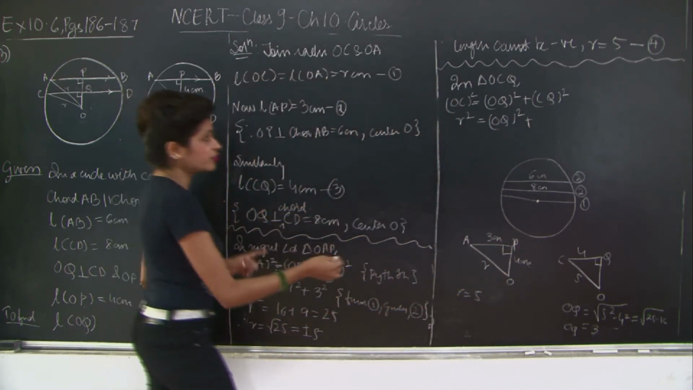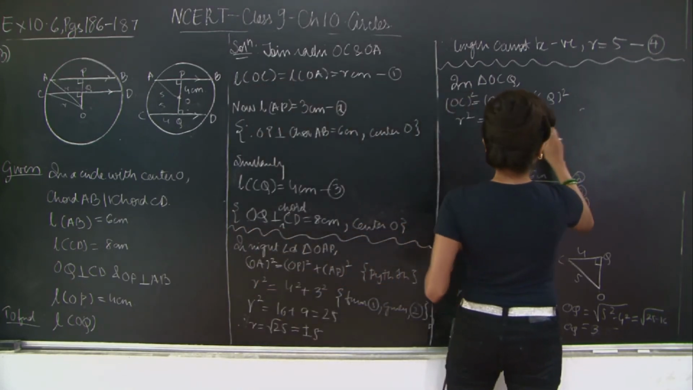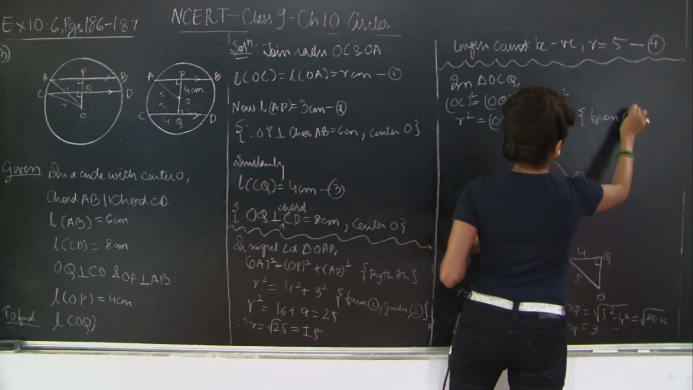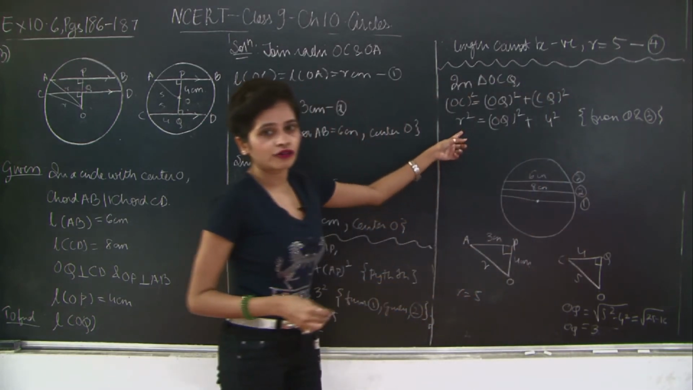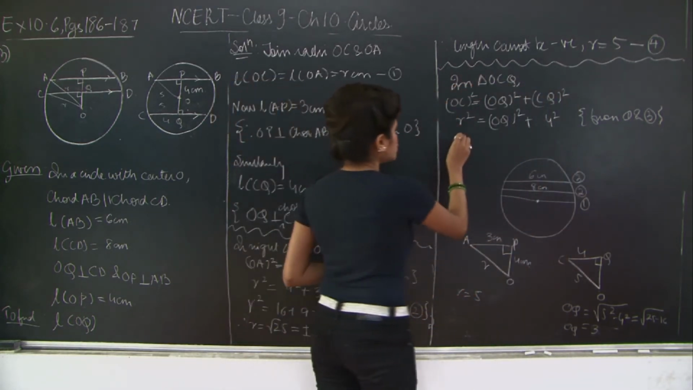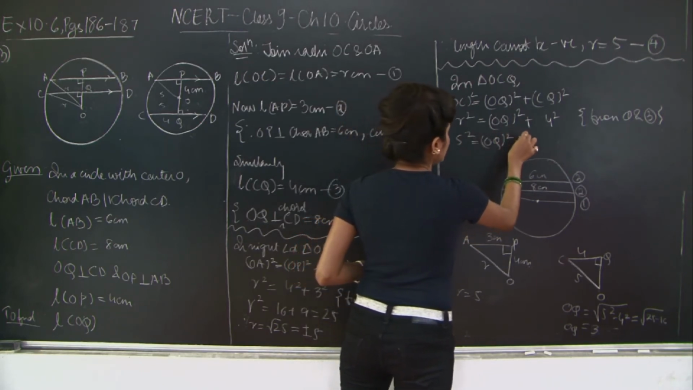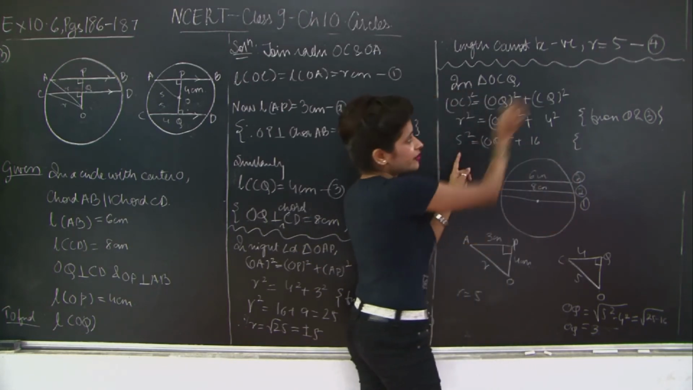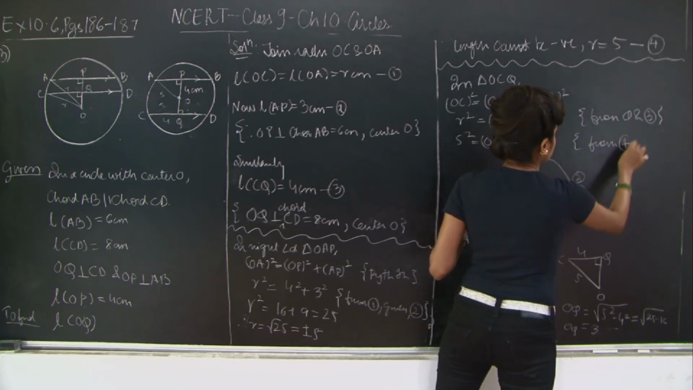You have it from 3. So I'll say this is 4 square. So this is from 1 and 3. Now you need to substitute the value of your R, which is 5. So 5 square is equal to OQ square plus 16. And this you have taken reference from point number 4. So you will say from 4.